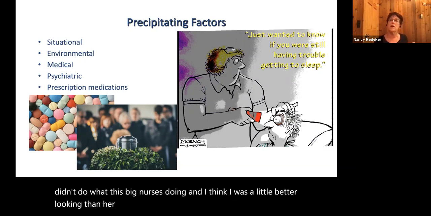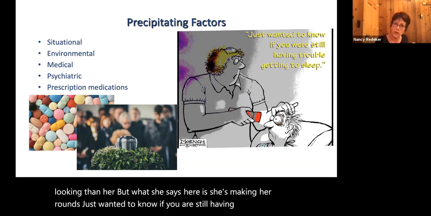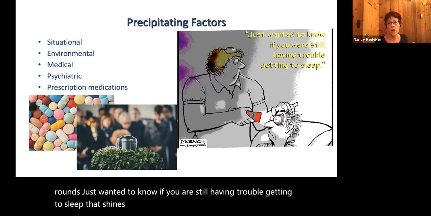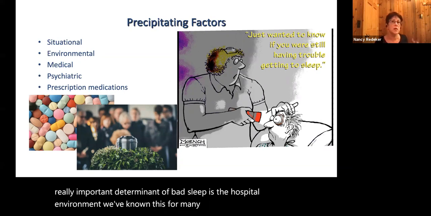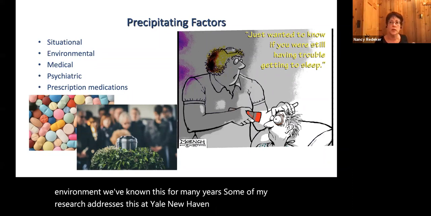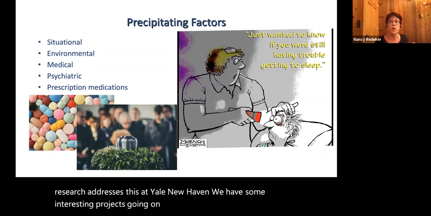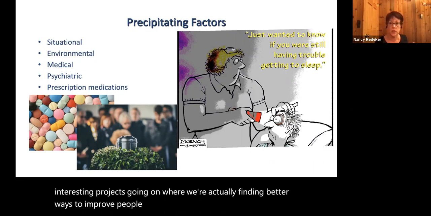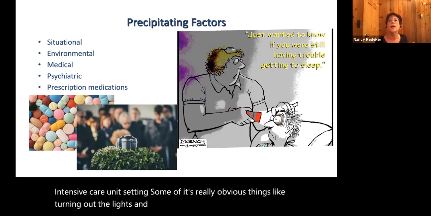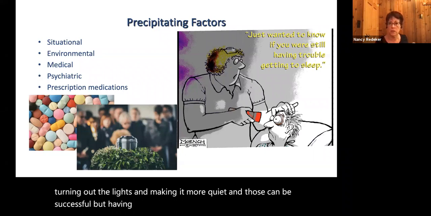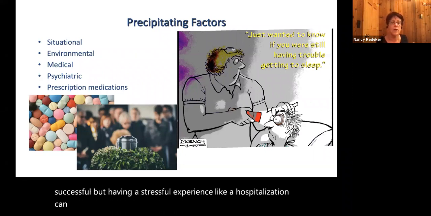But what she says here is she's making her rounds, just wanted to know if you were still having trouble getting to sleep, and she shines a flashlight. So a really important determinant of bad sleep is the hospital environment. We've known this for many years. Some of my research addresses this. At Yale New Haven, we have some interesting projects going on where we're finding better ways to improve people's sleep, at least in the intensive care unit setting. Some of it's really obvious things like turning out the lights and making it more quiet, and those can be successful. But having a stressful experience like a hospitalization can set you on the path to having insomnia.